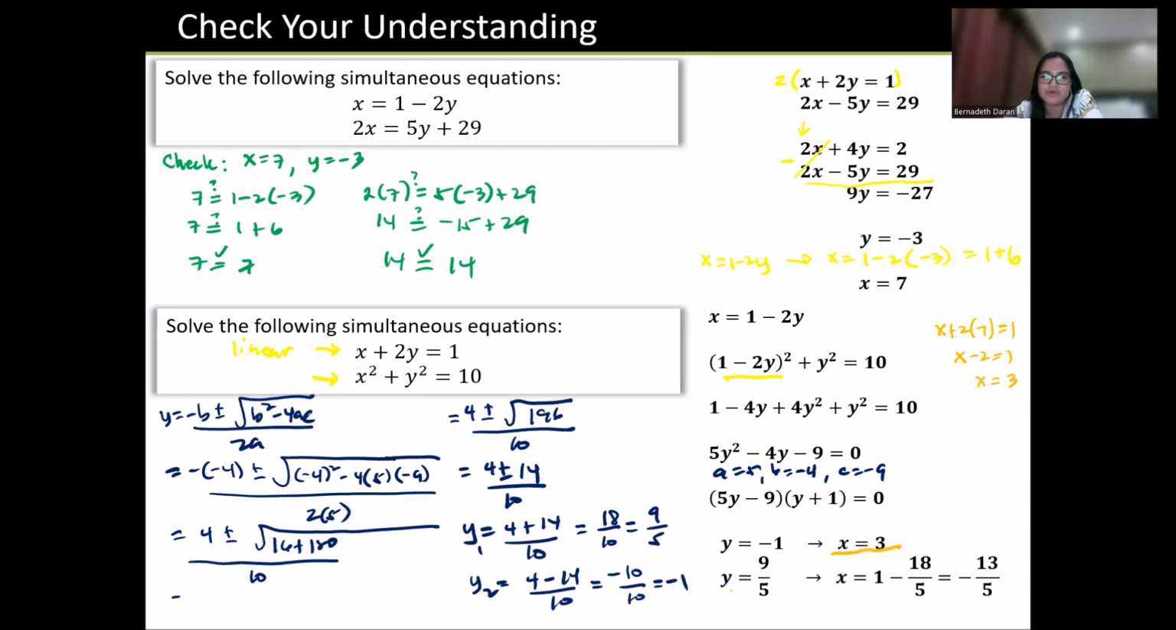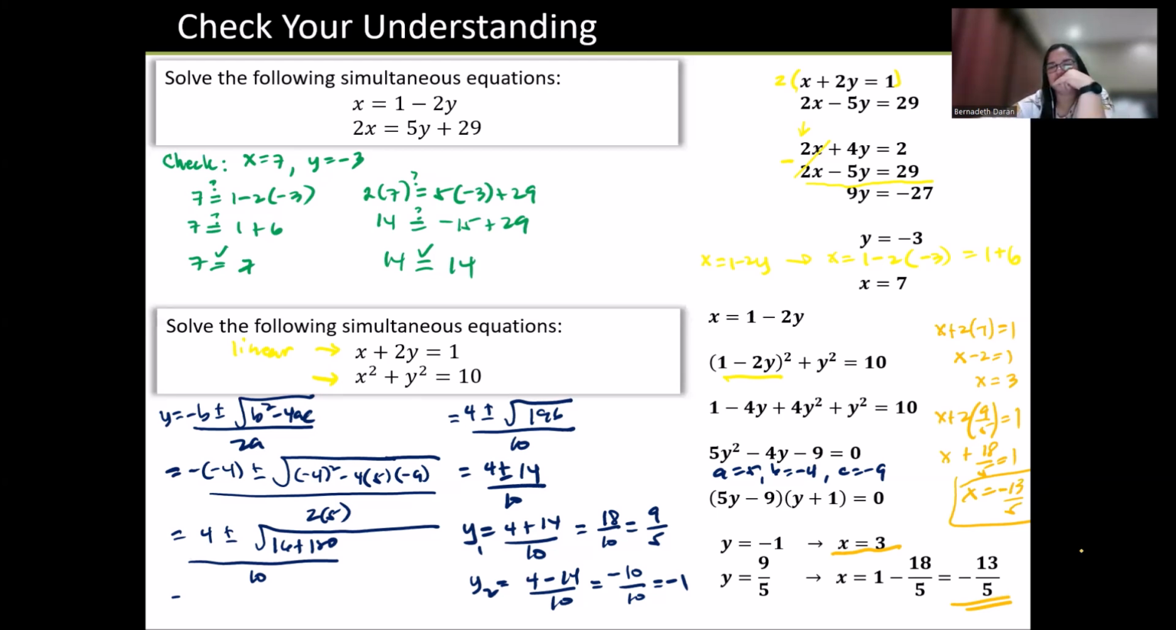And if we substitute 9 over 5 to the first equation, so we have x plus 2 times 9 over 5 is equal to 1. Or that is x plus 18 over 5 is equal to 1. Or that is going to be negative 13 over 5. And that's what we also got here.